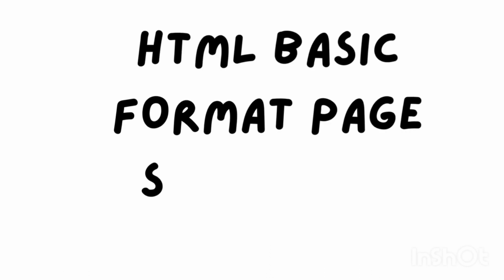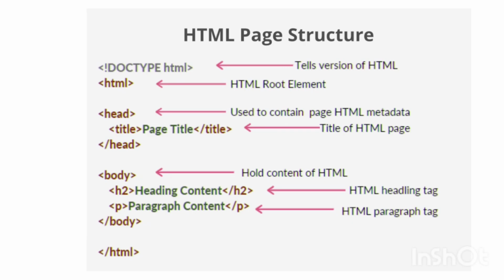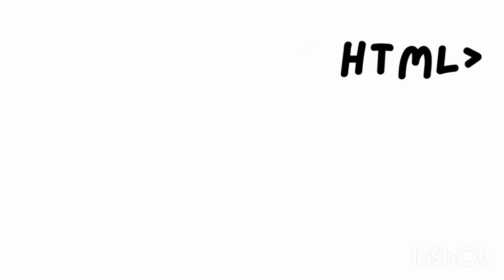HTML basic format page structure. The basic structure of an HTML page is the doc type declaration, the HTML itself, the head, the title, and the body elements. The doc type. The doc type or the document type declaration is an instruction that tells the web browser about the markup language in which the current page is written. It is not an element or tag. The doc type declaration is not case sensitive.